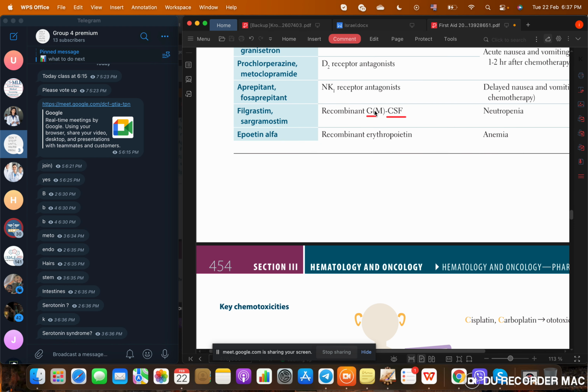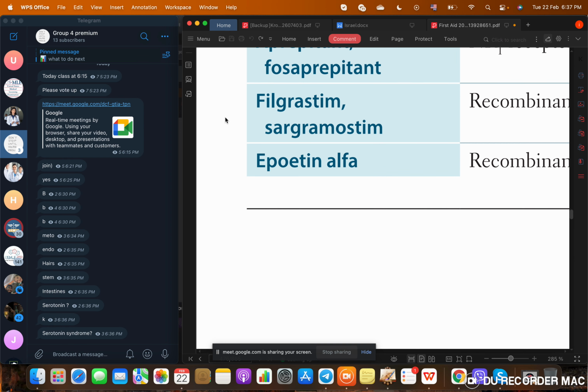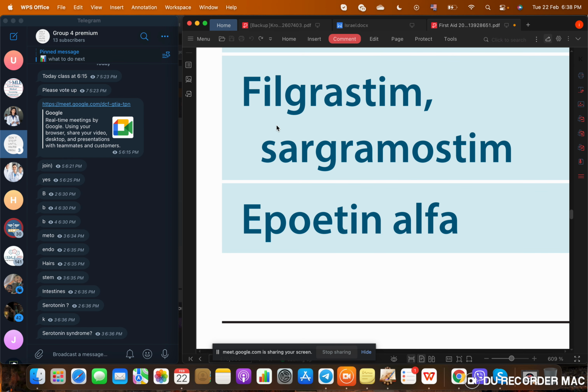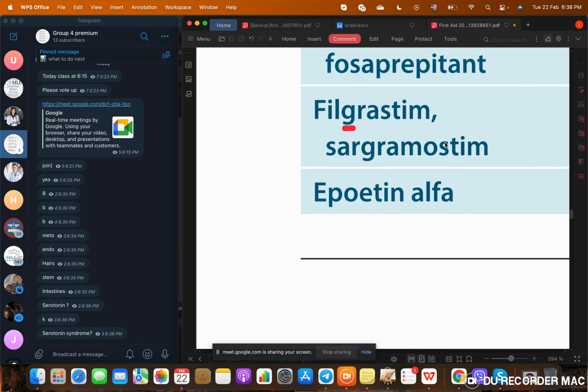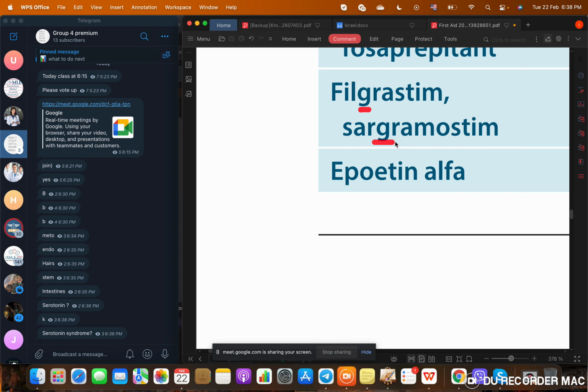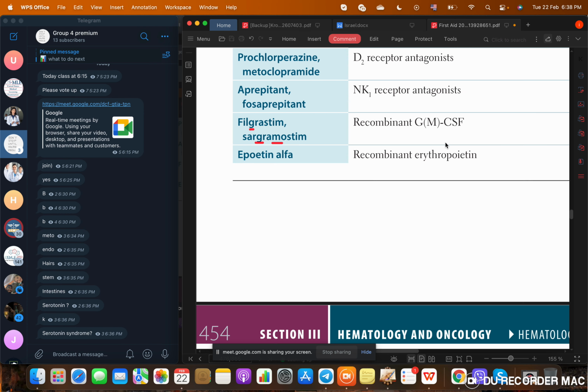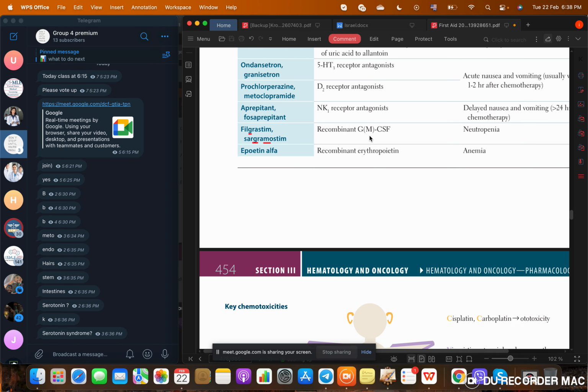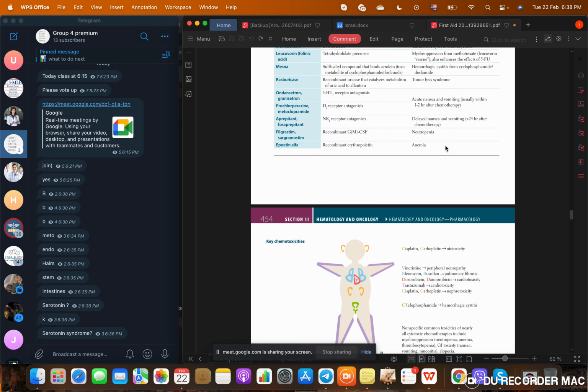When you see G-CSF, it means it's a granulocyte, right? But GM-CSF is granulocyte and monocyte. Let's take a look. The first one, filgrastim, has a G, so it works on the granulocyte. The next one has a G and an M, so it works on granulocyte and also monocyte. So they can be used for neutropenia.